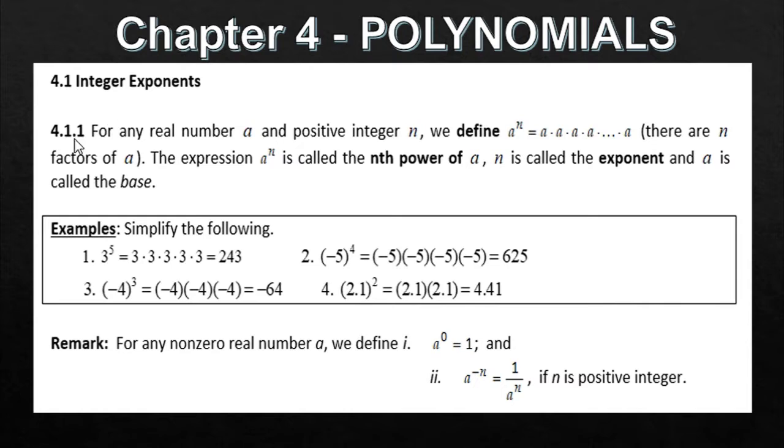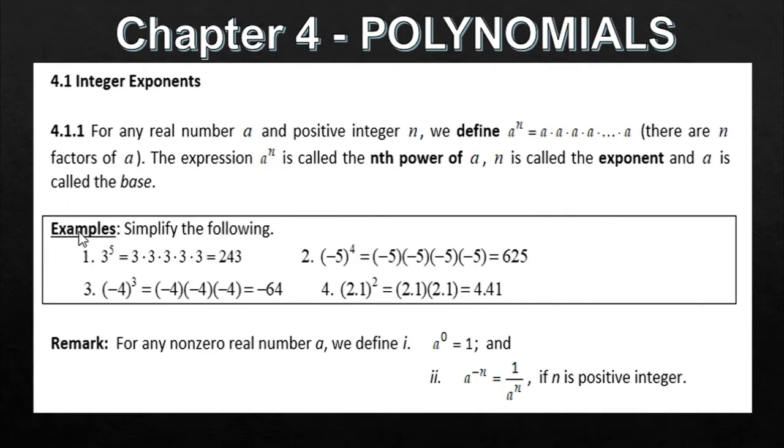Integer exponents. For any real number a and positive integer n, we define a to the power of n is equal to a times a times a times a and so on. There are n factors of a. The expression a to the power of n is called the nth power of a. n is called the exponent and a is called the base. So let's review the exponents that we learned before. So we have here a to the power of n, a is the base and n is our exponent.